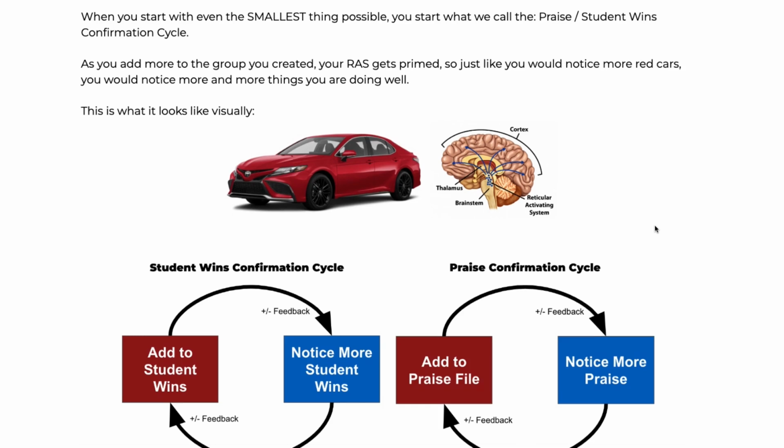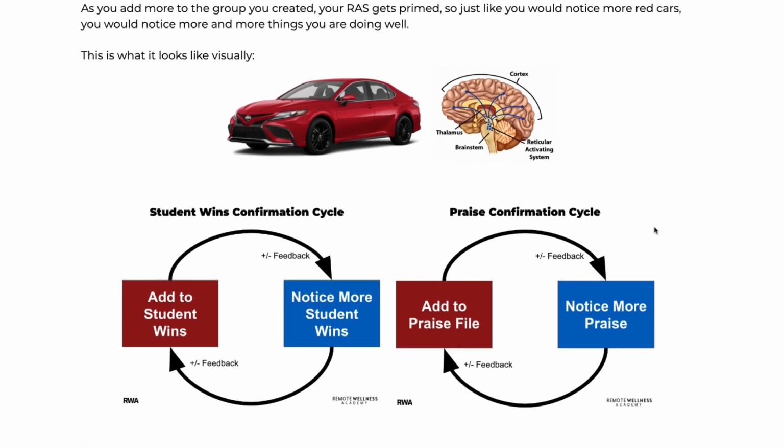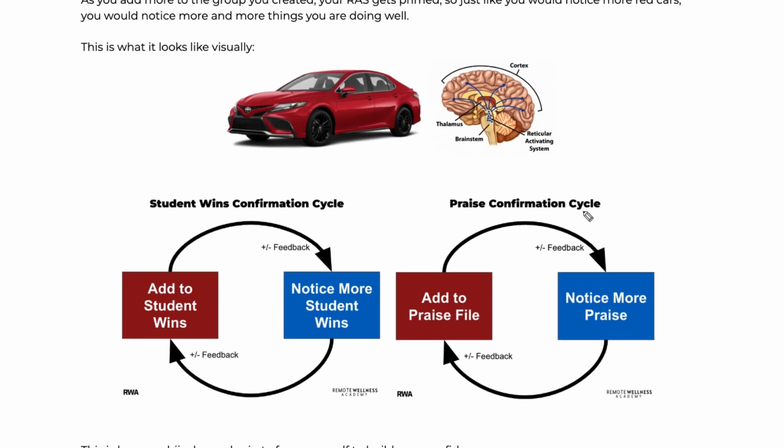And so visually, this is what it looks like, right? We talked about the reticular activating system: in the student wins confirmation cycle, you add even the smallest, tiniest, microscopic student win. It doesn't matter what it is. By doing that, you're automatically going to start noticing more student wins. You're going to all of a sudden start noticing more things that you're doing well as a remote wellness practitioner. And guess what? That is now going to feed your group even more, because as you're noticing more and have the habit of adding them, the more you add, the more you notice them.